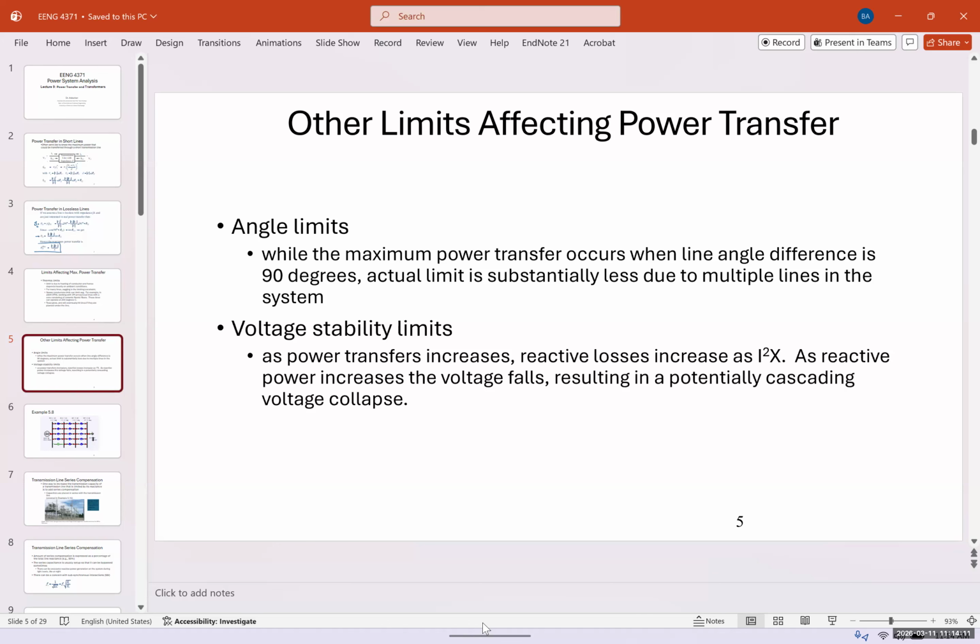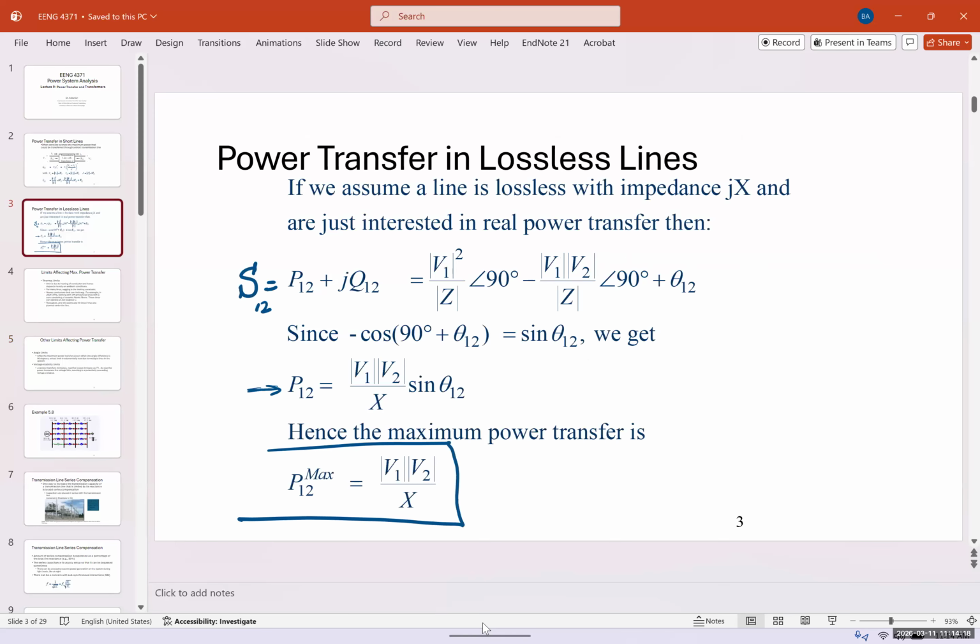Now, another limit affecting power transfer is going to be the angle limit. The maximum power transfer occurs when the line angle difference is 90 degrees. Using this equation, what is the sine of 90 degrees? It's 1. Thank you so much. So this maximum occurs when theta 1,2 is 90 degrees. And then you have a maximum.